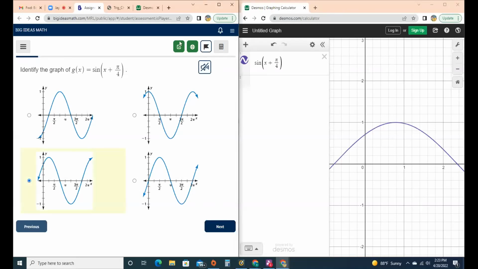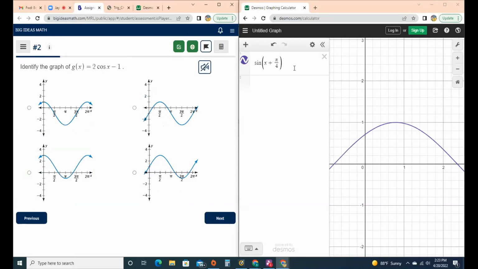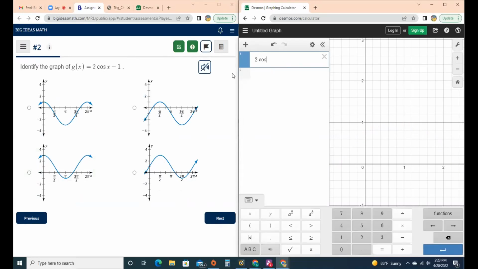Maybe like that one. Yeah, good. Same thing here. Cosine. This one does not have parentheses, so it's x and then minus 1. Yeah, off to the right. Yeah, this one. Okay, yep.